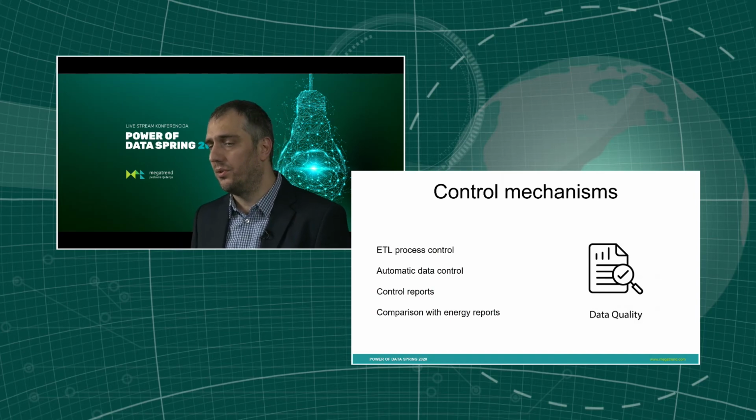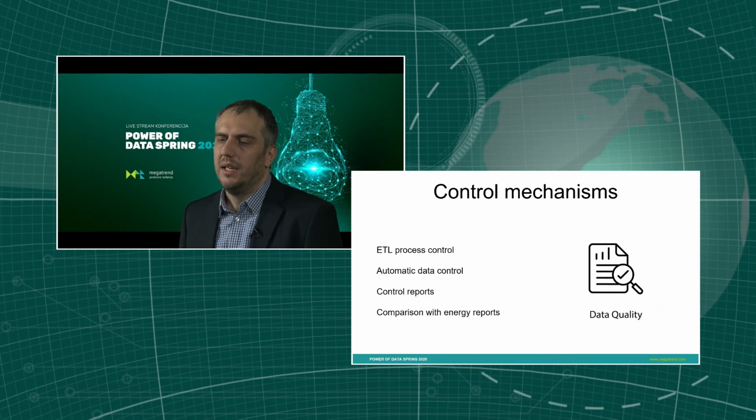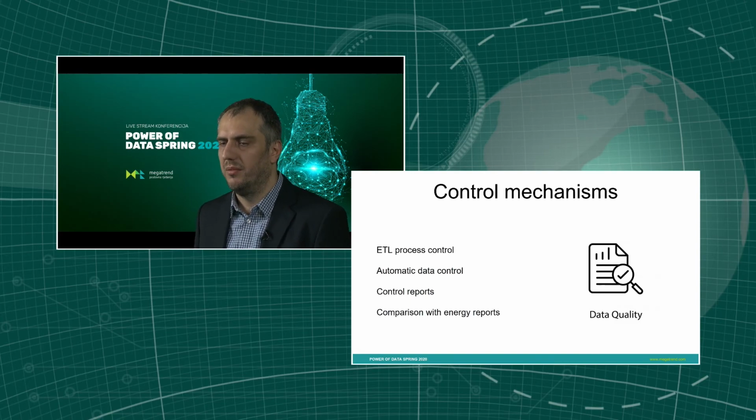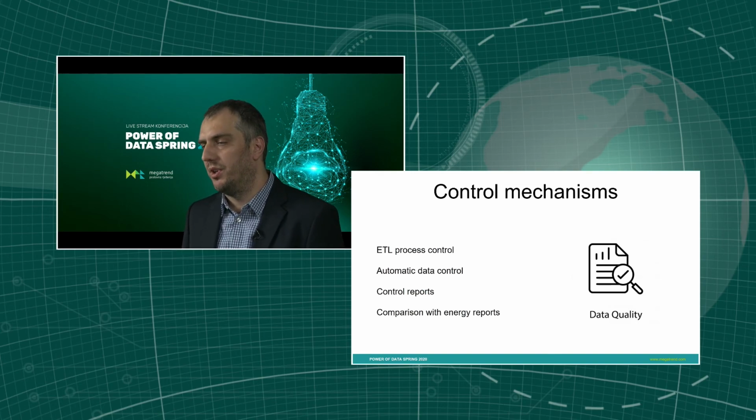Users have access to the control reports, which emphasize possible errors or possible differences in the data, and every user is responsible for some subset of the reports or customers and knows best which data is wrong and which is not. Also, we are doing comparison with other reports in the BI system, like energy reports, which can provide us with possible errors.